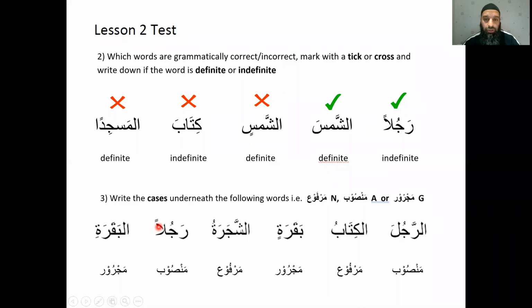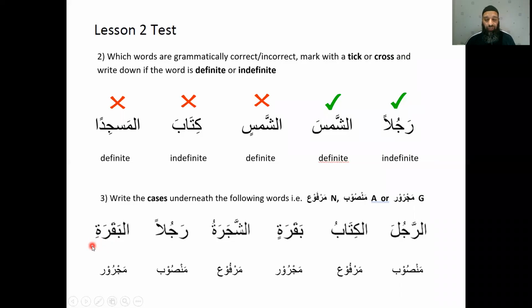Brother, can you just go a bit slow, please? You're going so fast. Okay, so rajulan is mansub because it has the double fatha. Next one, al-baqarati. So al-baqarati is majroor because it ends in a kasra, it ends in a zair.